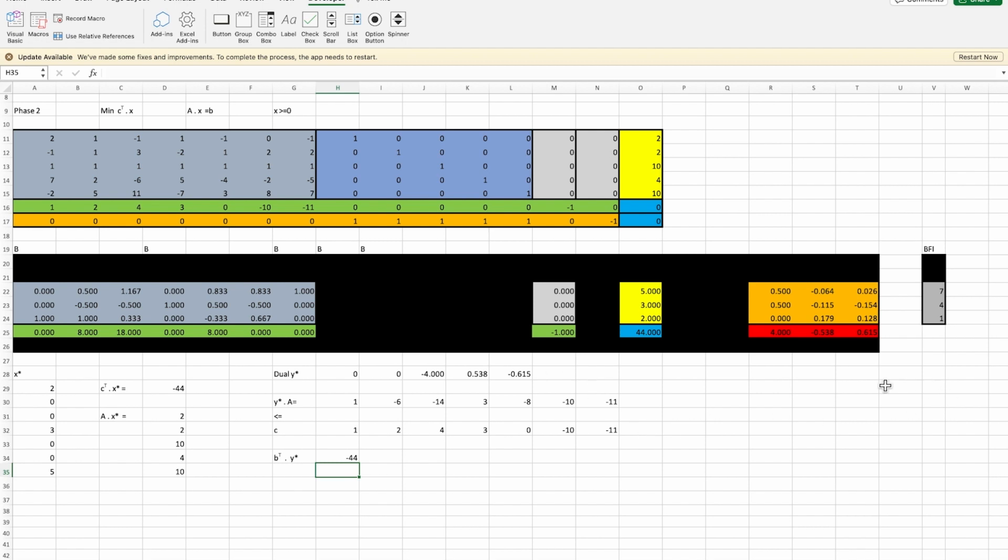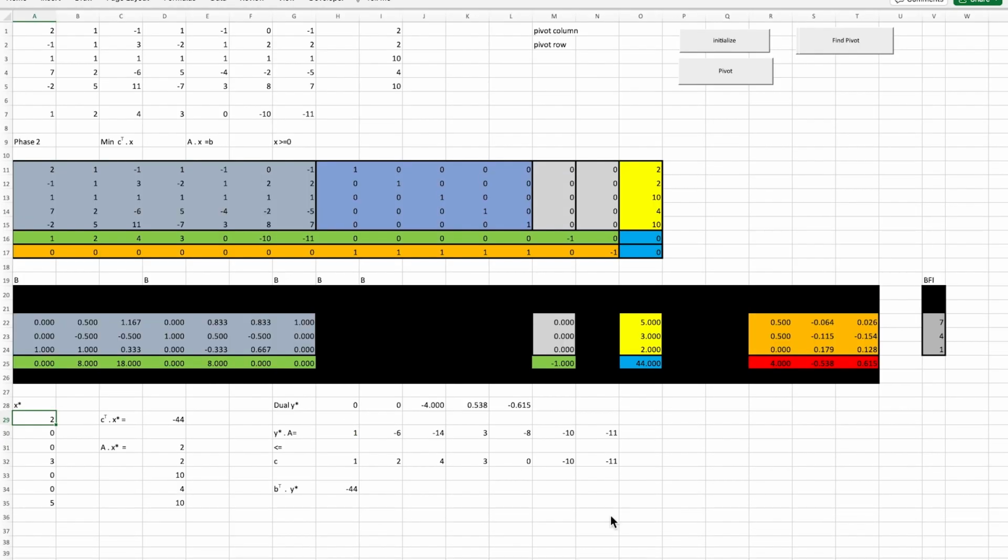So remember that the simplex also gives you the value of the dual variables. They will be under the B inverse. Okay. How about the complementary slackness theorem?